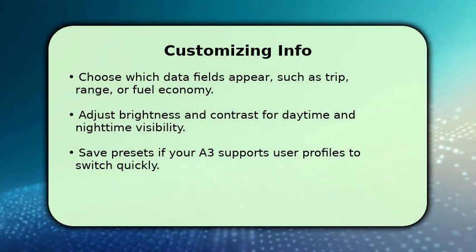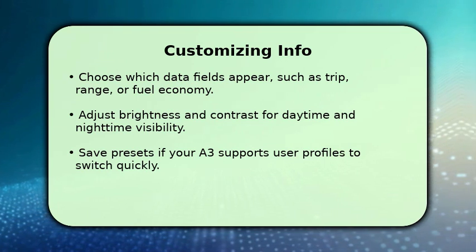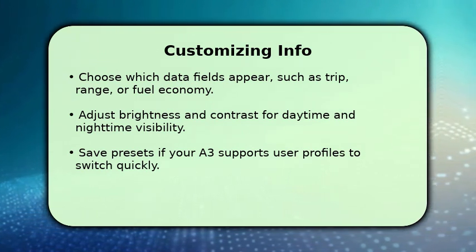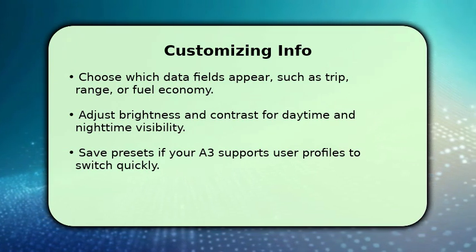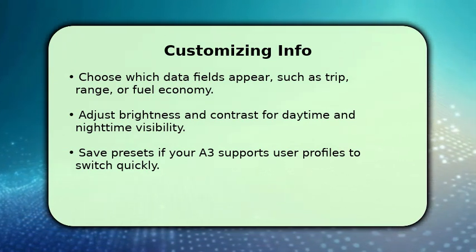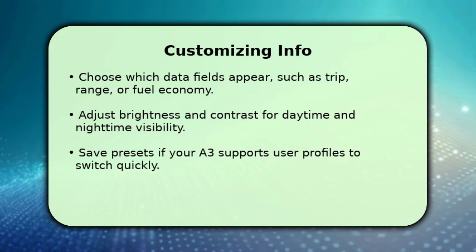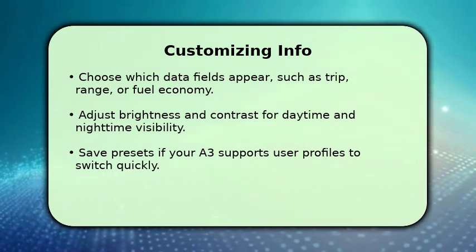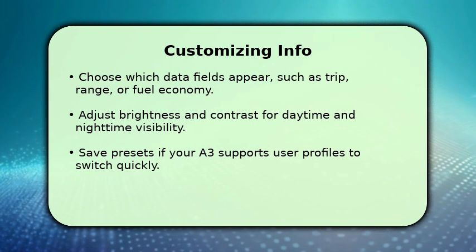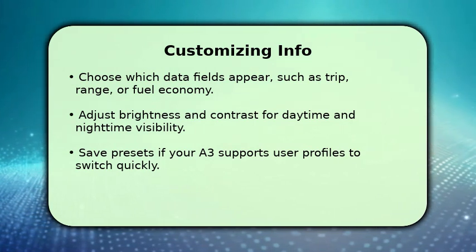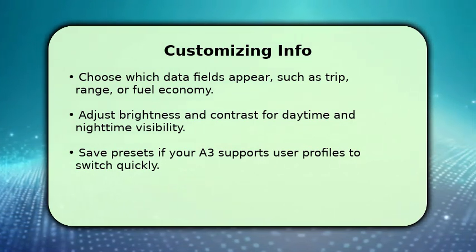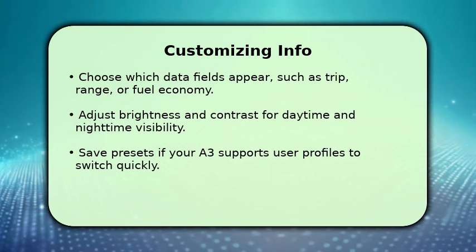Open the information settings and pick the exact data fields you want, like trip, range, or fuel economy, and arrange them logically. Tweak brightness and contrast to match daylight or night driving preferences, and save any user profile if available so you can switch back instantly. Double-check each change at a stop to ensure readability and comfort for longer drives.